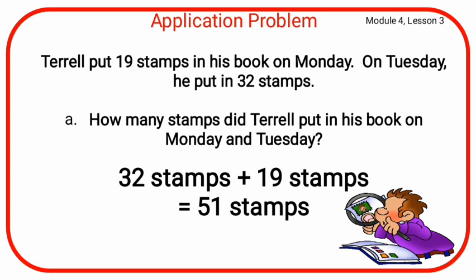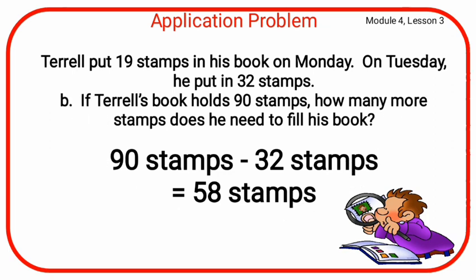Okay, problem 1 solved. So problem 2 says, if Terrell's book holds 90 stamps, how many more stamps does he need to fill his book? This is not an addition problem. It is a subtraction problem. So we have to take out what he has from what he needs. He needs 90 stamps, but he presently has just 32 stamps. So we will say 90 stamps minus 32 stamps, and that's 58 stamps.